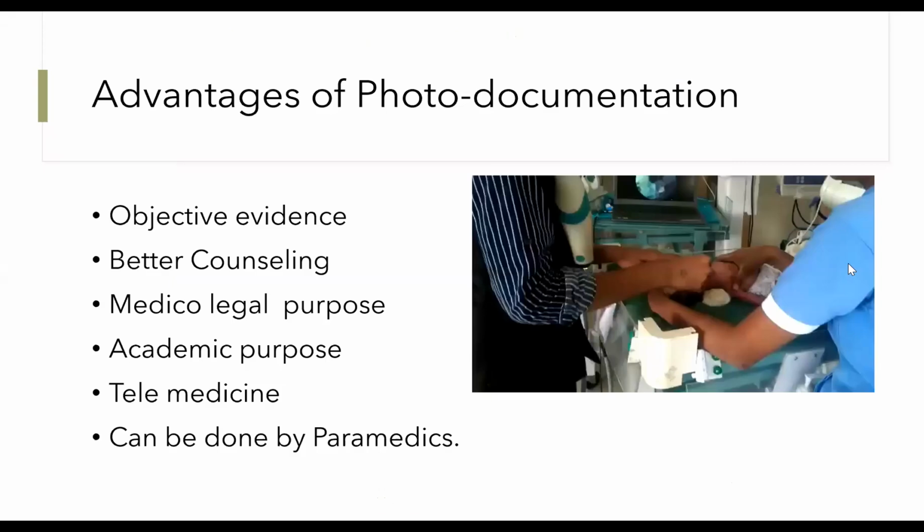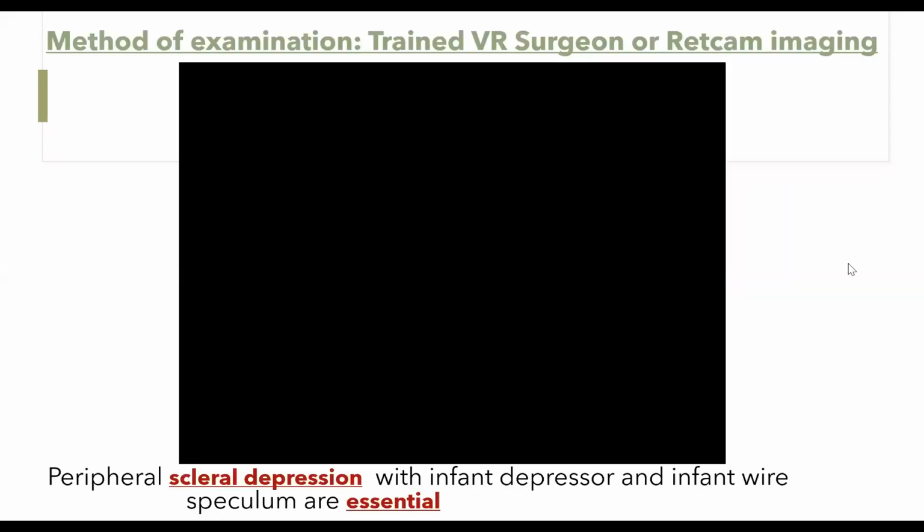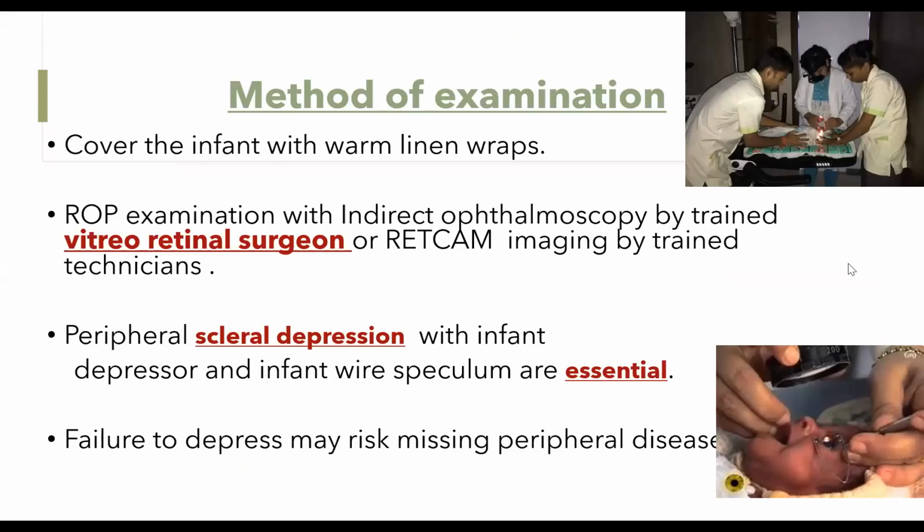It is very important to understand that the screening has to be done by indirect ophthalmoscope with the wire speculum in place and a sterile depressor. Many times the parents will have a question: something was put inside the eye, and then the eye was rotated with a rod. They will have a lot of concern about why the baby was examined this way. So we need to explain to the parents that this is the only way by which we can diagnose the disease and treat it in time.